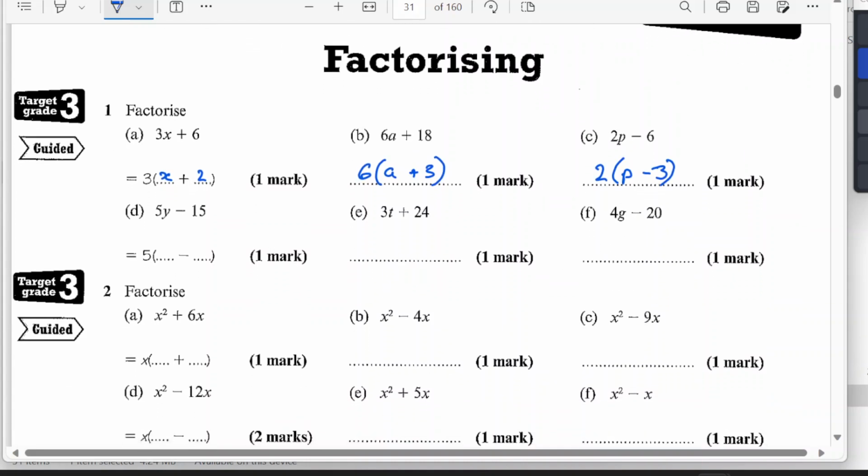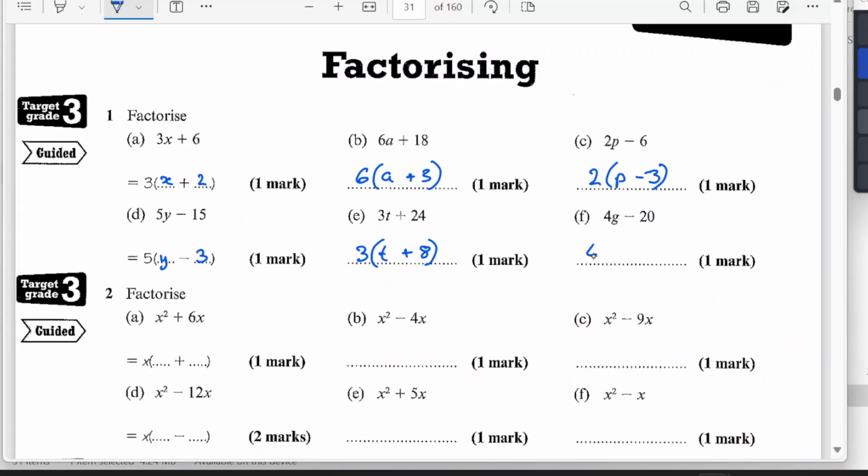Okay, for D, this time the common factor is 5. We've already got a step over here, and we would need to times 5 by y to get 5y, and we need to times 5 by minus 3 to get minus 15. And here our common factor is 3. We would need to times 3 by t to get 3t, and we would need to times 3 by 8 to get 24. And for F, our common factor is 4.